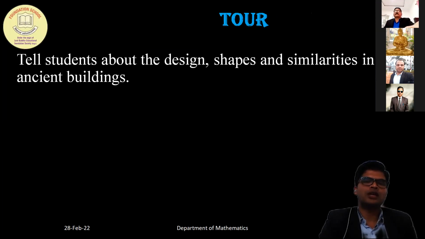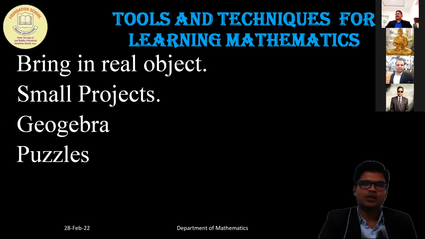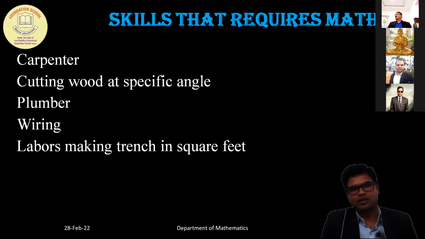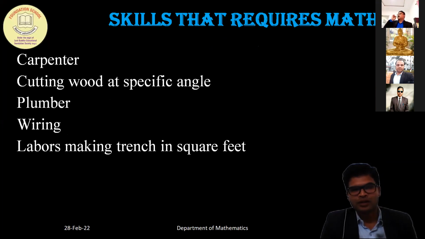So, mathematics or math skill is used in real life by people who didn't study mathematics or don't know they are using mathematics. A person makes a trench along the roadside. Most of us have seen that, for the cable connection, his wages are at the rate of per square foot. If he makes 4 square feet of trench, he will be paid for only 4 square feet.